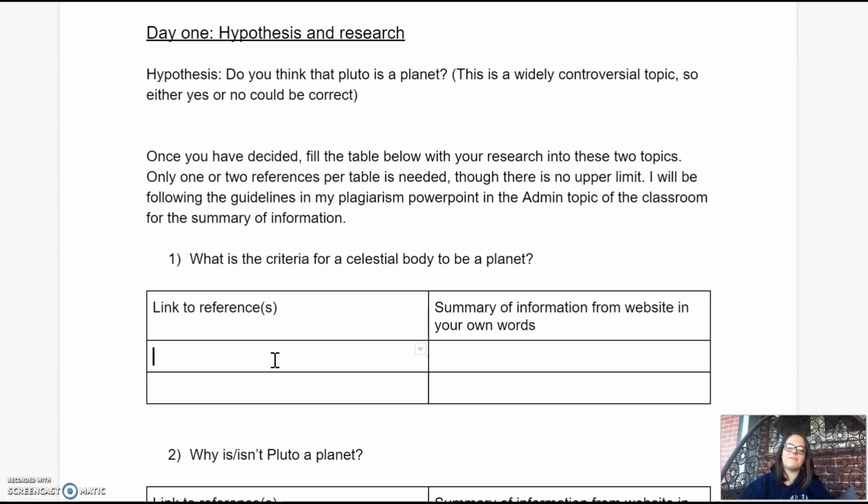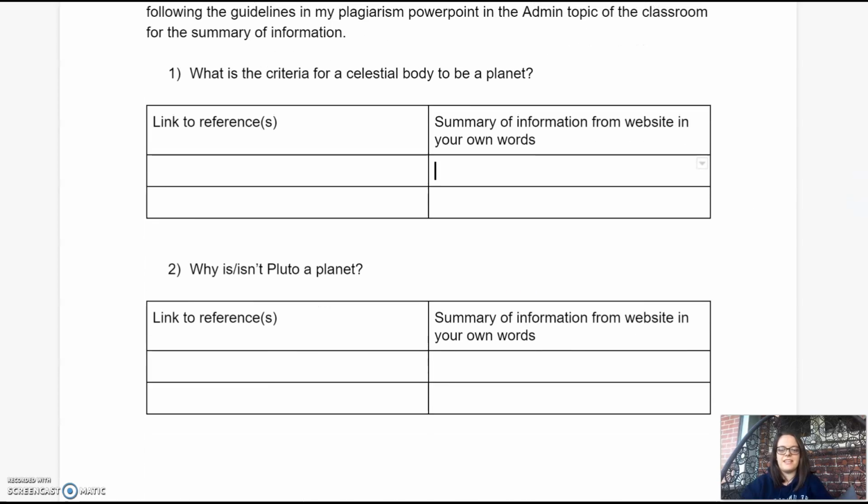whatever you decide, or whatever you link to, and then you need a summary of information from the website in your own words. This is similar to what you needed to do for the common test. So that is our first question. The second question, why is or isn't Pluto a planet? So same thing here, link to your references, summary of information below.